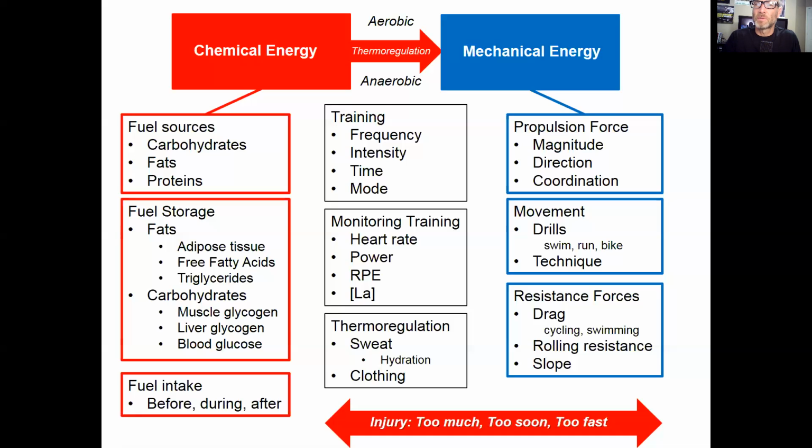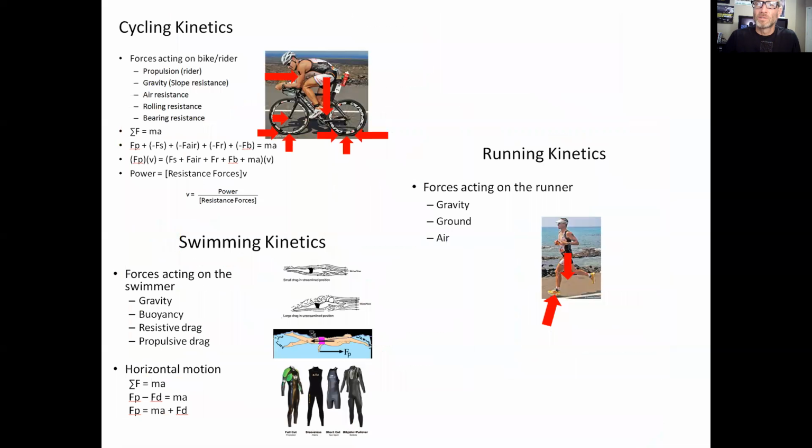Okay, so this is sort of a big picture, and we'll come back to this model through the semester, but it's good to start becoming familiar with it. So in this class, what we will actually do is really focus on the kinetics of the three sports. I'm not going to go through this right now, but you can look at this slide later on.